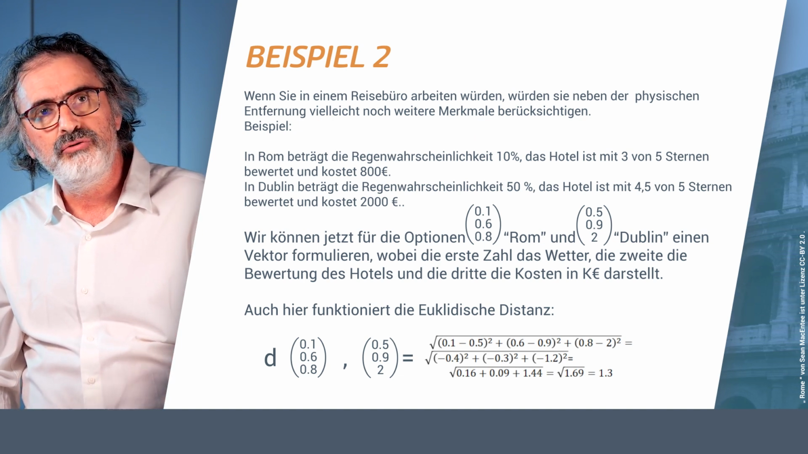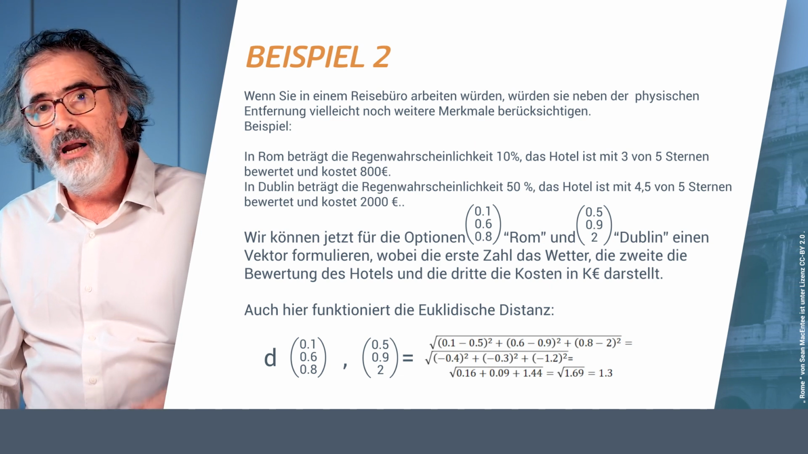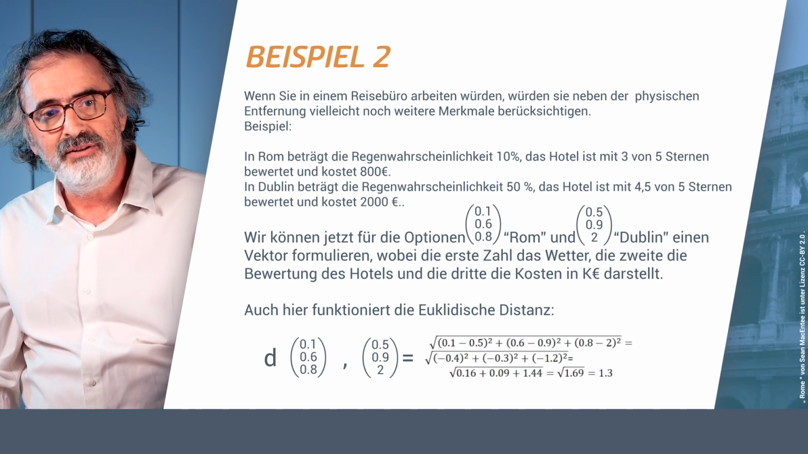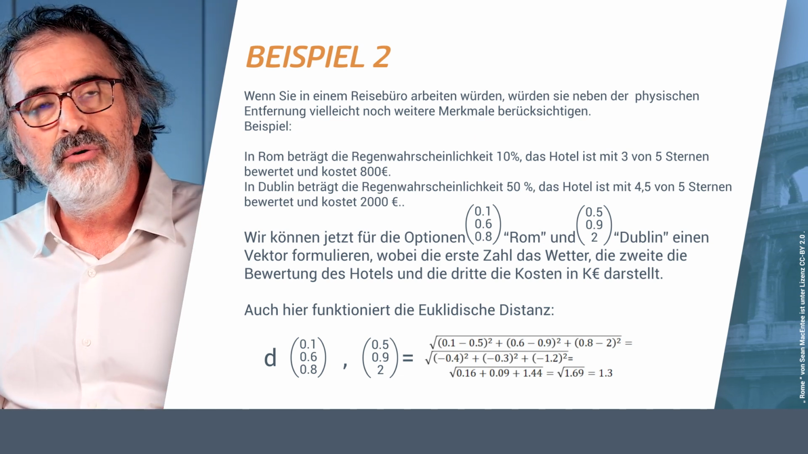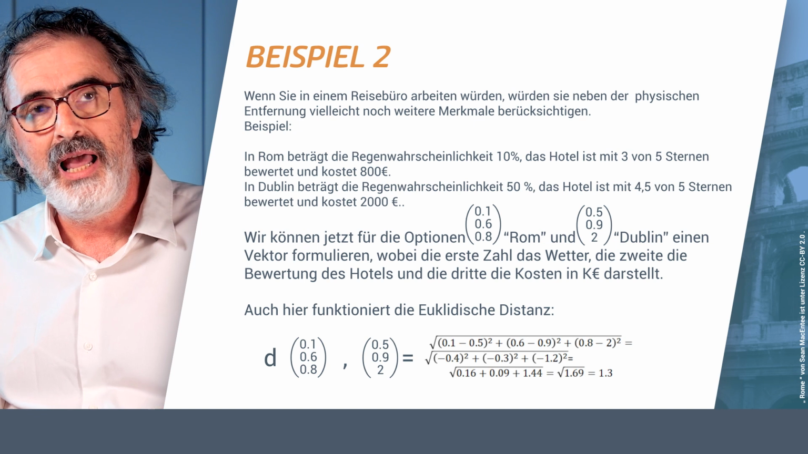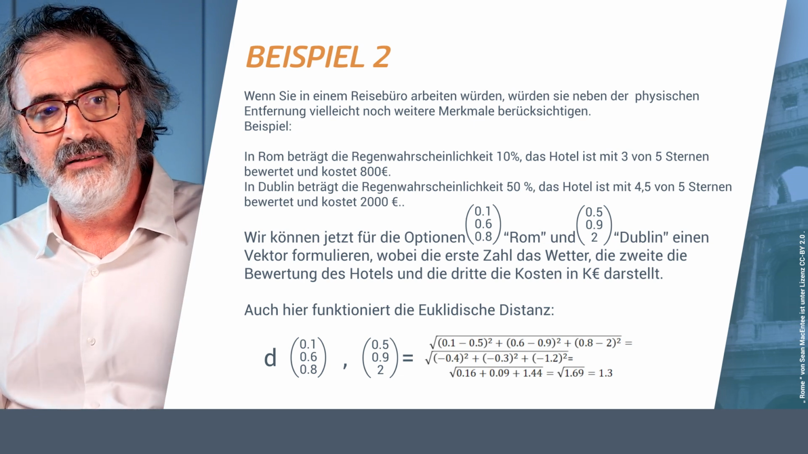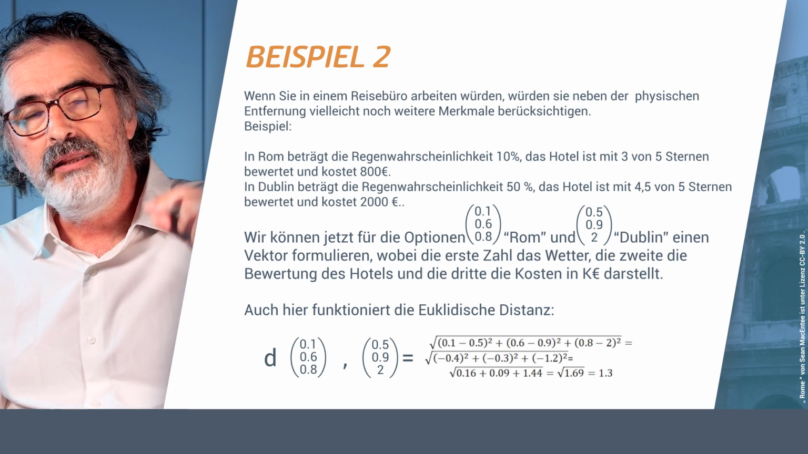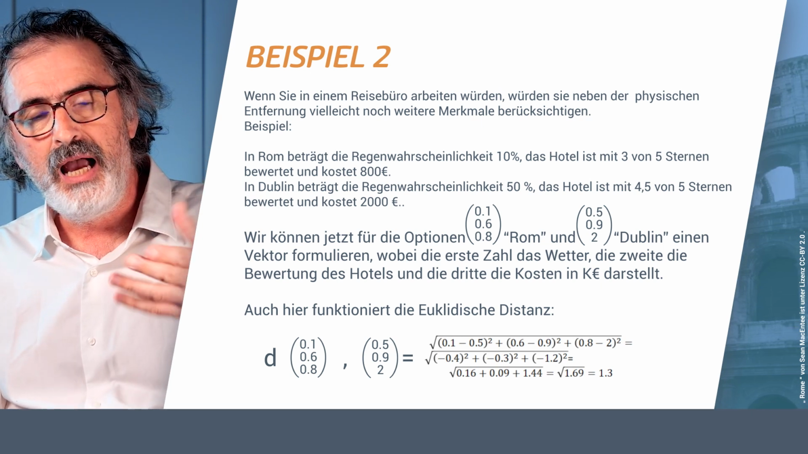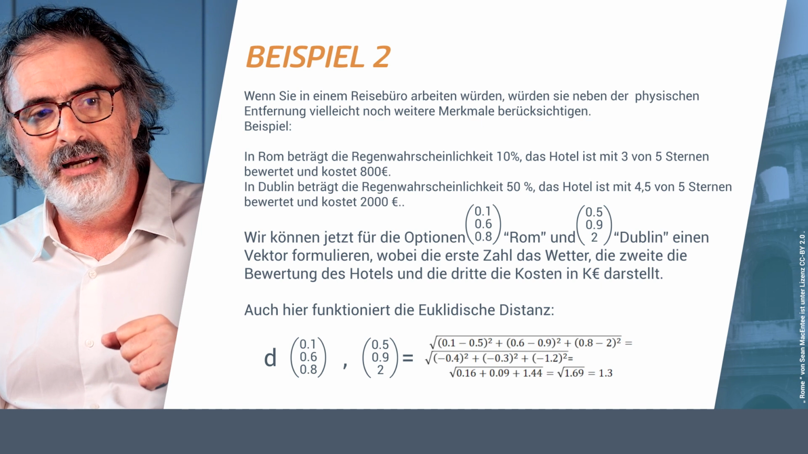I may know how much it rains in each city. I may know how well rated the hotels are. I may also know how much my holiday costs. So these would be three features which allow me to define the city of Dublin or my trip to Dublin or my trip to Ljubljana under these three dimensions, as in the picture on the slide.